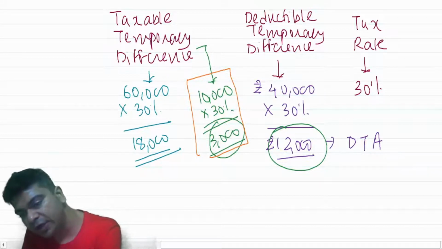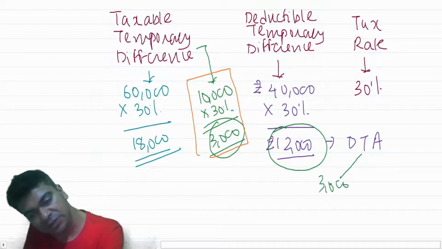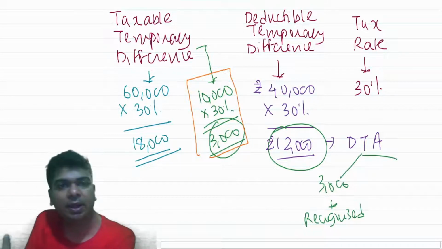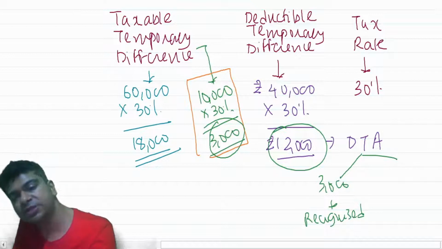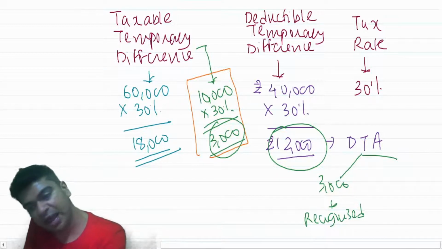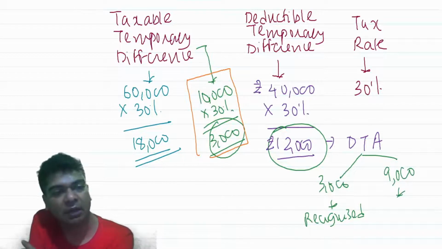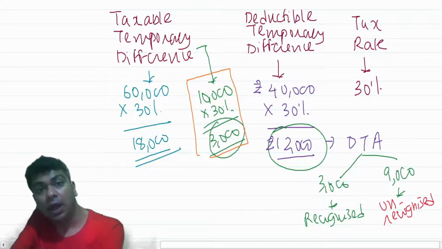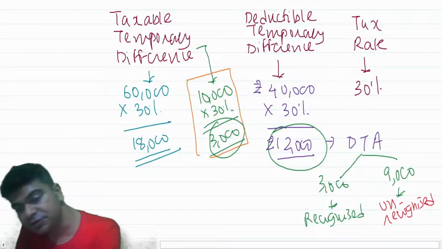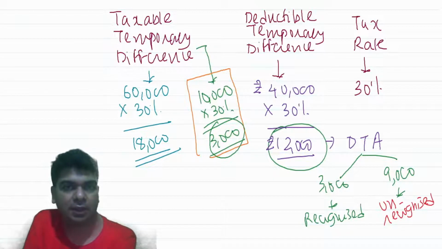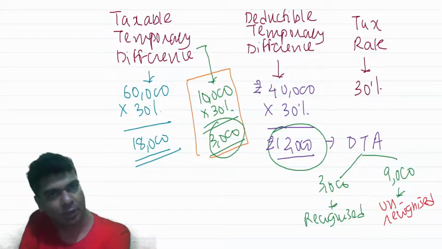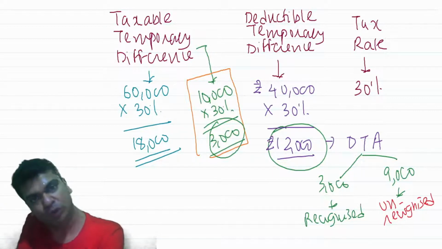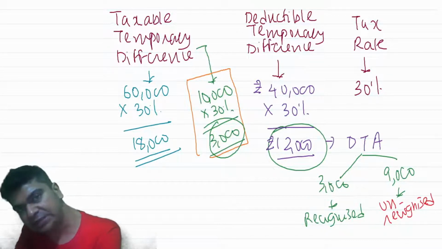As you can see, you are planning to recognize a DTA of 12,000. 3,000 will be recognized by me. But my deductible temporary difference is making me eligible to recognize a DTA of 12,000. 3,000 I have recognized. So what about the remaining 9,000? Remaining 9,000 will remain unrecognized. I do not have sufficient taxable temporary difference to recognize the remaining portion of DTA. So that is the first step. Is there sufficient availability of taxable temporary difference? Yes, to that extent, go ahead and recognize a deferred tax asset.